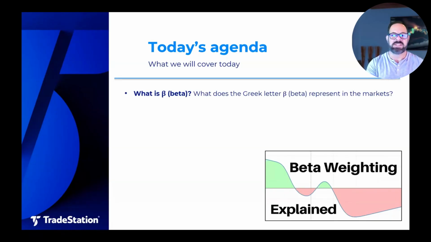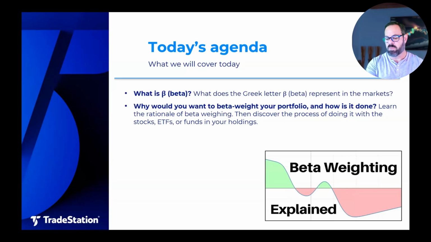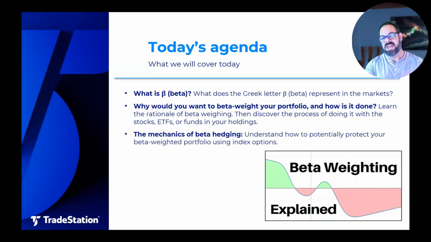So we'll see what that represents in the markets and why we want to even worry about beta weighting our portfolio. And we'll talk about how you actually do it. So the rationale behind it, the effectiveness of it versus hedging other ways, and how we can maximize our protection using ETFs or using index options, what we can do to help protect ourselves when it comes to our portfolio. So we'll go through the mechanics of beta weighting, and there's a neat little thing that's going on as well with TradeStation.